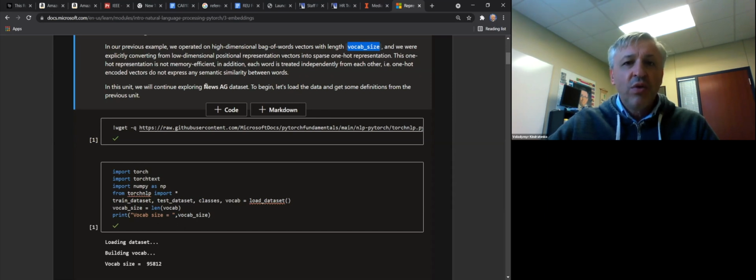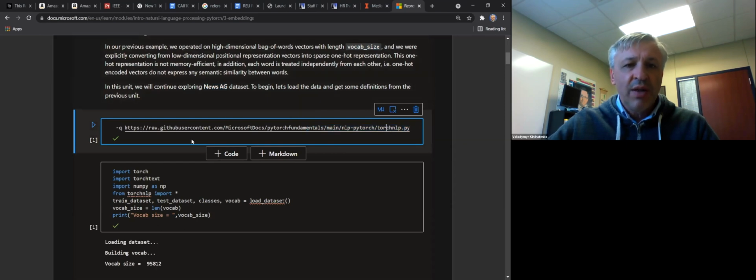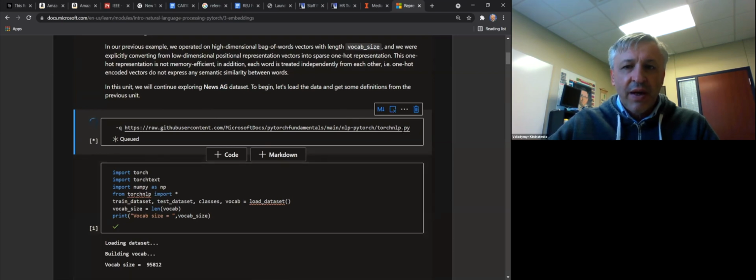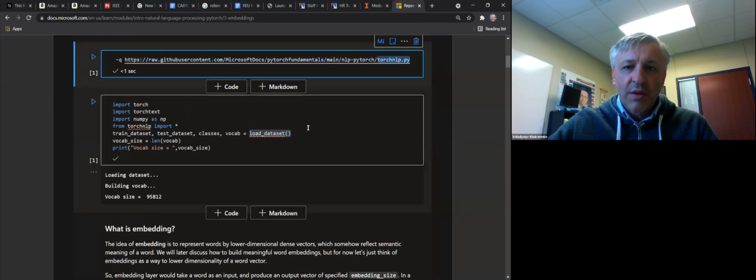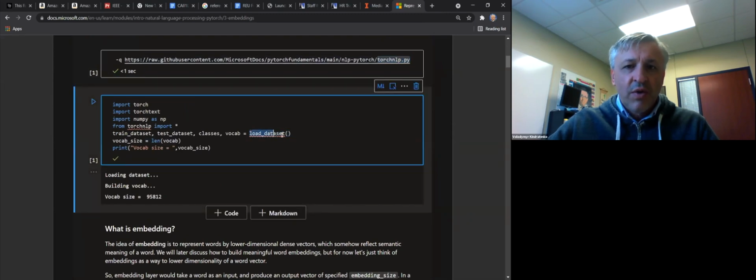So for that, we are going to use a different data set. So far we'll use the same data set, but there is a different set of tools that we need to import. There are some NLP examples that we will need to make available for us. So we will have a loader function in this collection of tools that I just imported, which will load the data set. What this loader function is going to give us is the following. It will give us the training data set, obviously the test data set, a list of classes, and also the vocabulary.